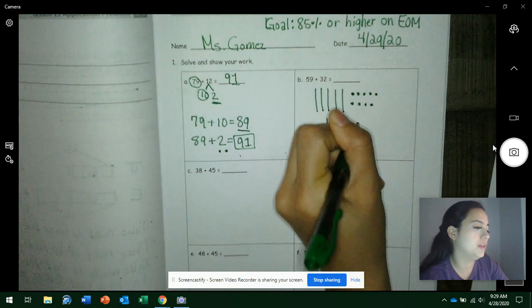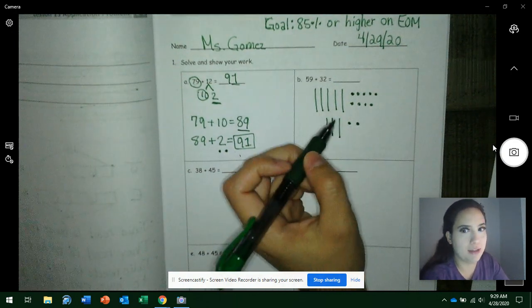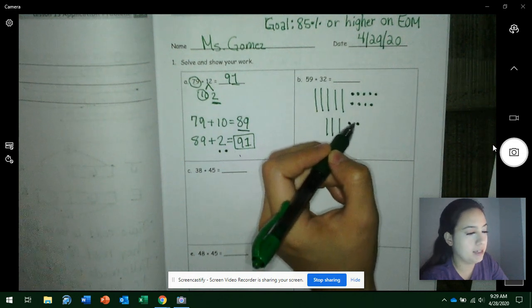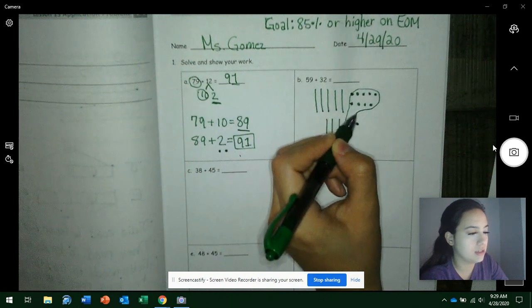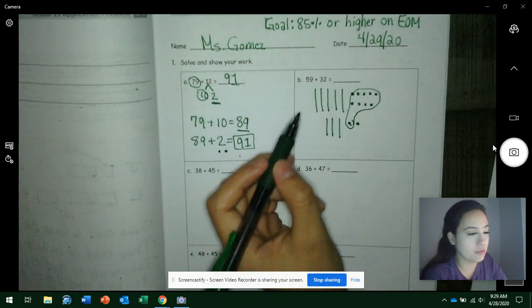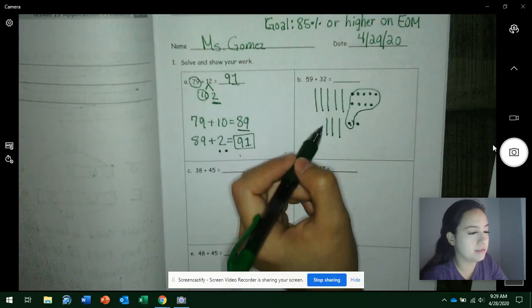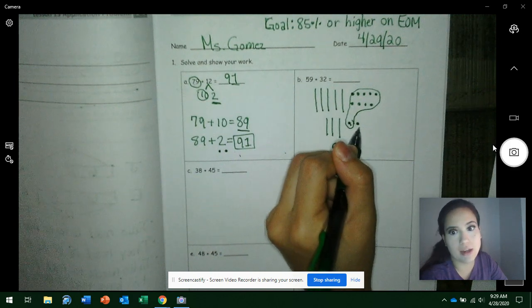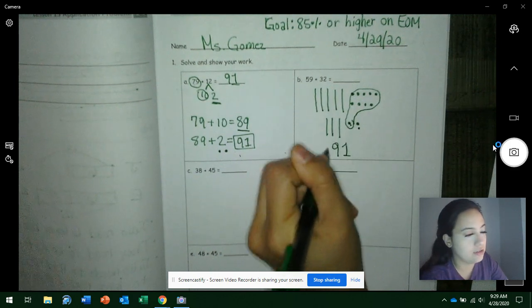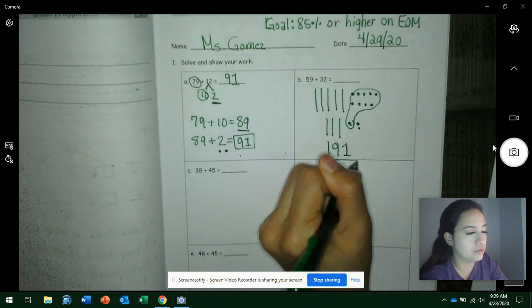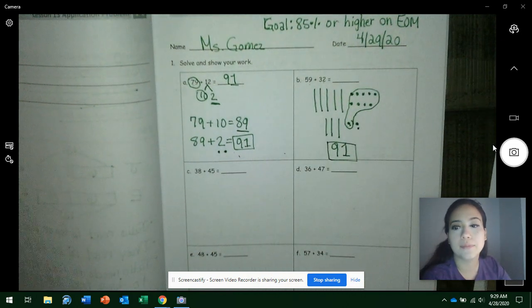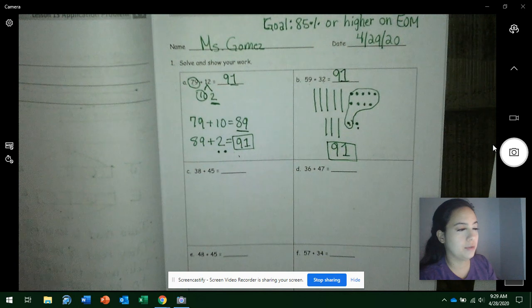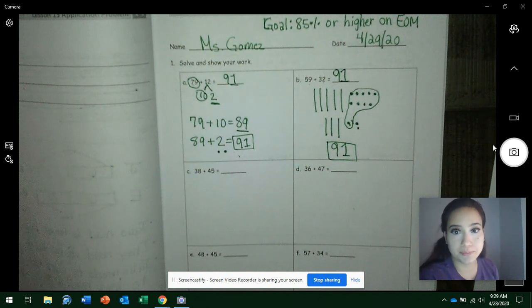and 2 ones. Now let's see if we can make another 10. We have 9 ones, and we know that 9 plus 1 make another 10. So let's circle these. And now let's count our tens. So we have 1, 2, 3, 4, 5, 6, 7, 8, 9. 9 tens, and how many ones, boys and girls? Get ready. Yeah, just one. So 59 plus 32 equals what, boys and girls? Get ready. 91. Very good. So our answer was 91 for both of them.